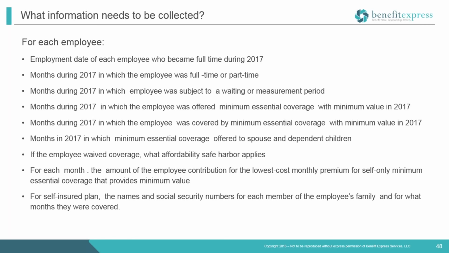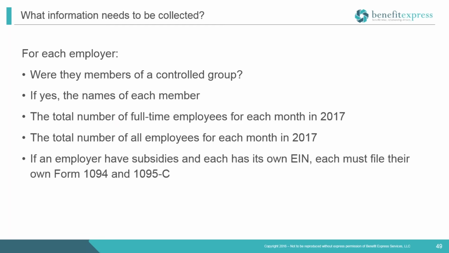And for self-insured plans, the name and social security number of each member of the employee's family that was covered. So for each employee, all this information has to be collected. For each employer who is a member of your control group: the names of each member, the total number of full-time employees in 2017, the total number of all employees in 2017. If the employer has subsidiaries and each has its own EIN, each must file their own 1094 and 1095. So again, as you can see, this requirement is extremely complicated.